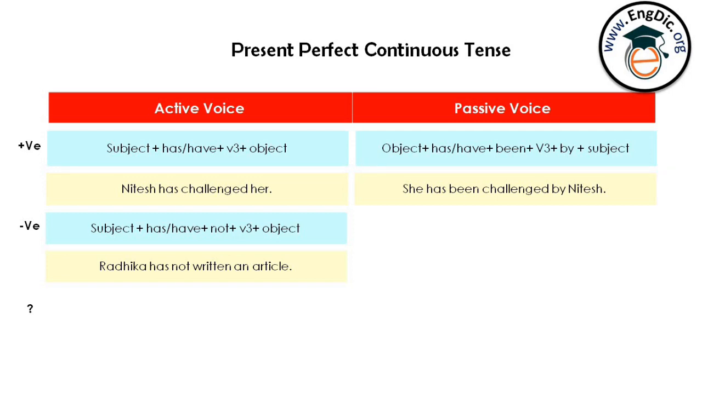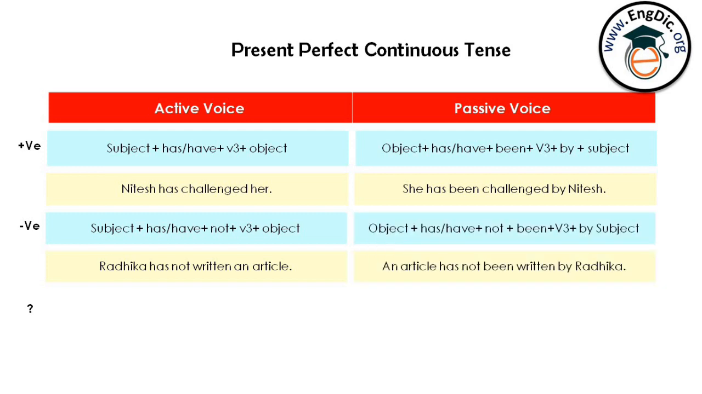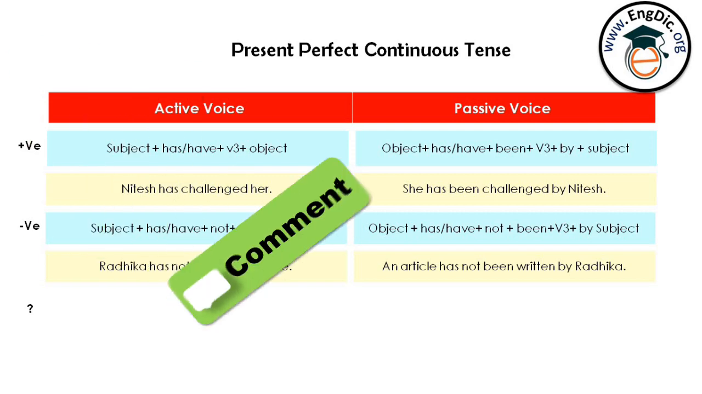And its passive voice is: object, has, have not, and then been, the third form of verb, by, and subject. Object, has, have not, been, third form of verb, by, and the subject. An article has not been written by Radhika. We have replaced the subject with the object, then put has not, and then been written by, and the subject.